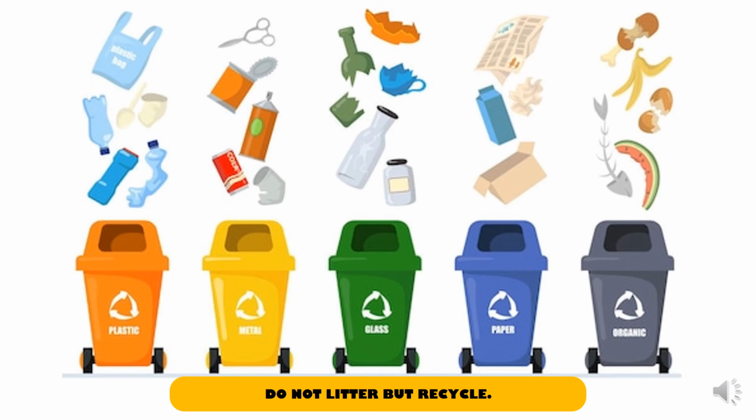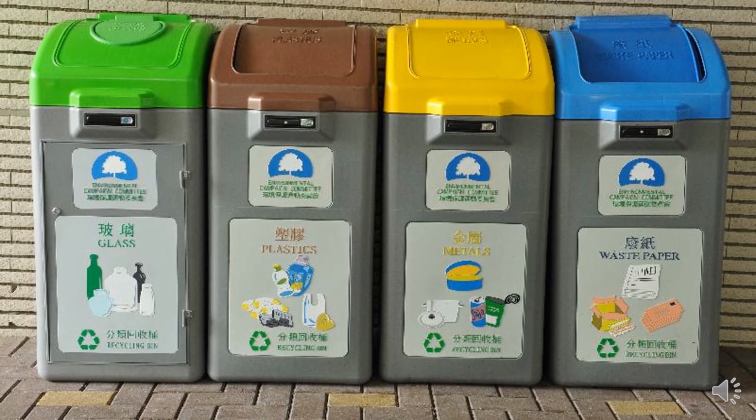For example, plastics into the plastic bin, metal into the metal bin, glass into the glass bin, paper into the paper bin, and other wastes into the organic bin. We can find these recycling bins nearby our home. Each bin has a different color lid: green for glass, brown for plastic, yellow for metals, and blue for paper.